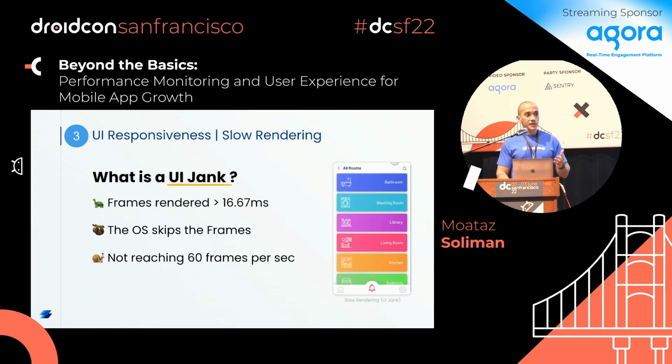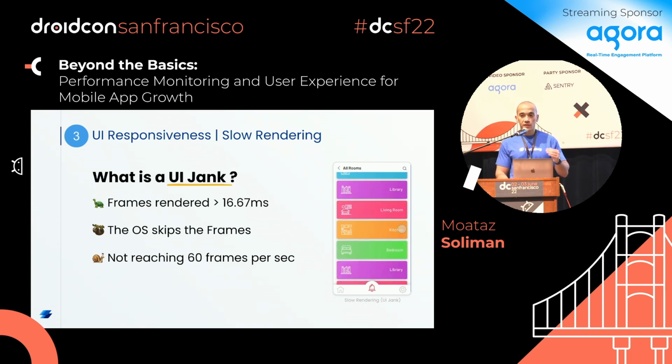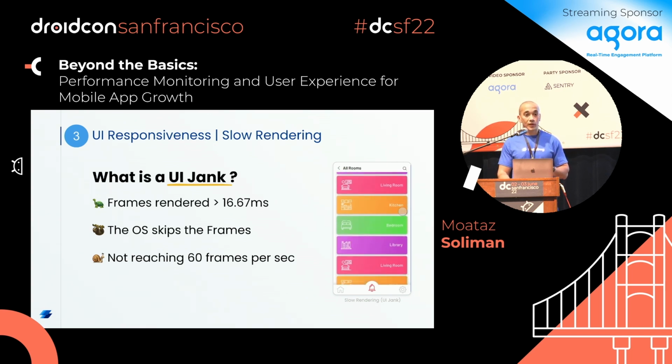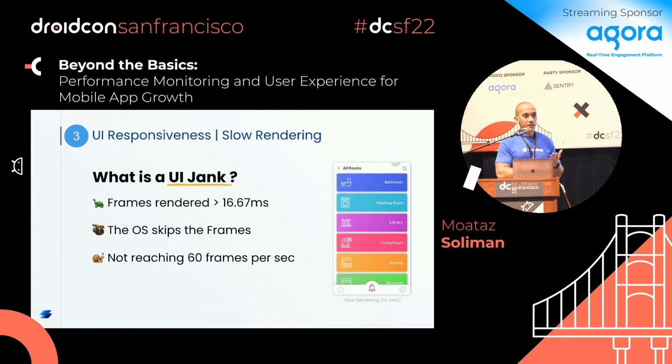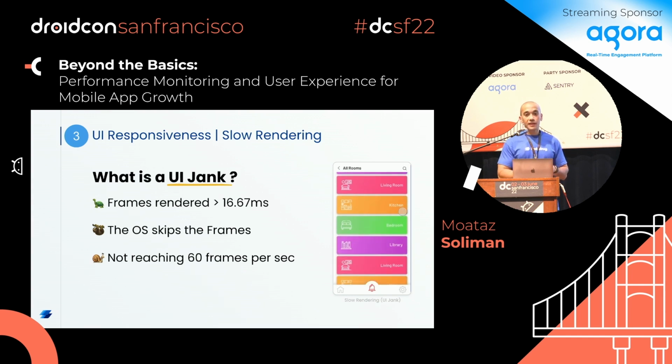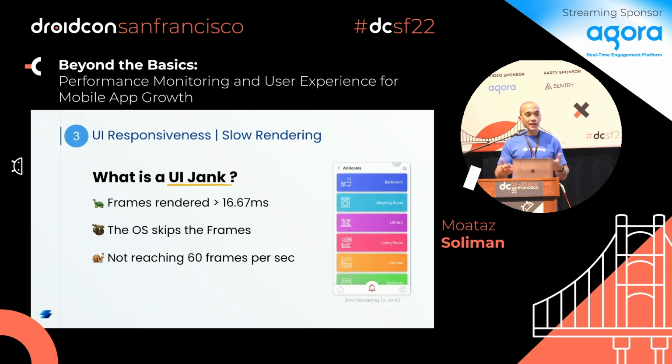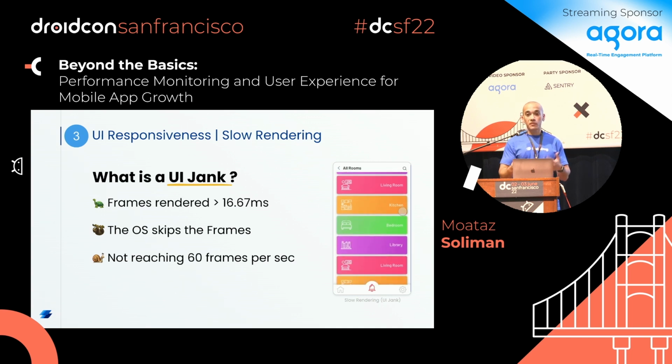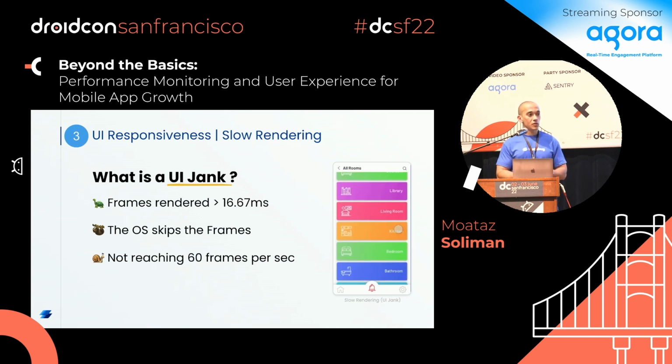If a frame takes more than 16.67 milliseconds to render, the OS starts to skip frames. That's when a user starts to feel that there is a stutter or something wrong while using the app. This is when the app starts to feel slow, and this is when you start to get support tickets of people complaining about the app being slow. When most customers complain about the app being slow, this is what they mean: the app is skipping frames.